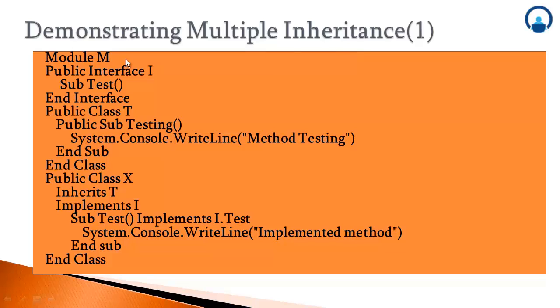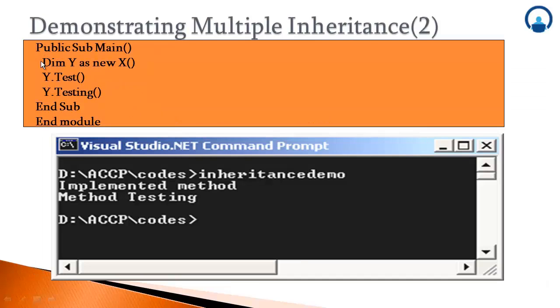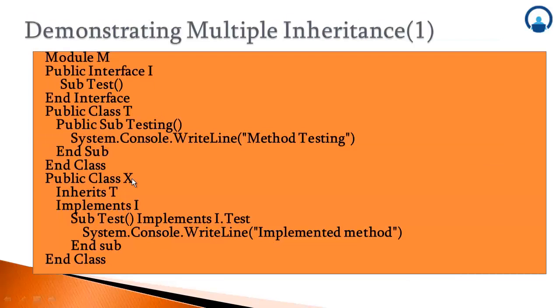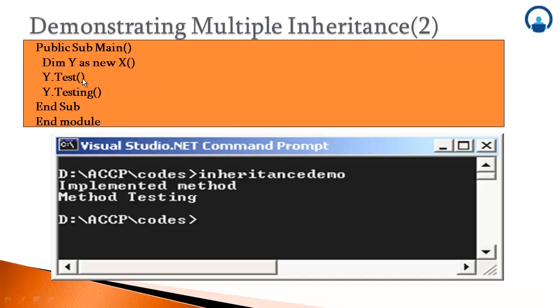We have Module M, we have Public Interface I, which has a method declaration as Public Sub test. We have a class T, which has Public Sub testing as a method, which prints method testing. Another class, class X, inherits from class T, plus it implements the interface I also. So, Sub test Implements I.test prints implemented method. So, here a class is inheriting from two different things: one from a class and implementing another interface. Inside Main, we say Dim y As New X, creating an object of the derived class. We call y.test and y.testing through the derived class object.